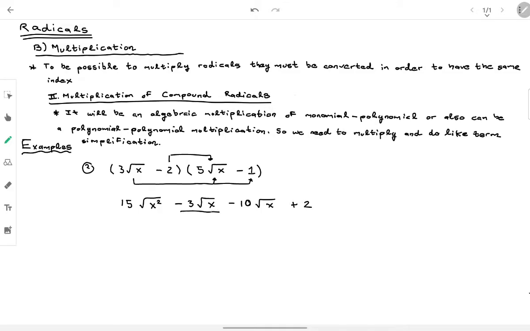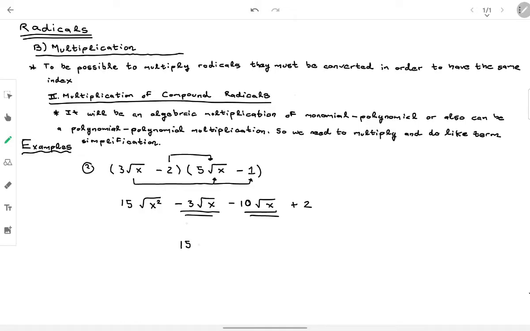What will happen here? This one and this one, they are exactly like terms because they have the same index, that in this case is the square root, and they have the same radicand, what is inside the radical, that is x. So in this case, the answer is going to be 15.